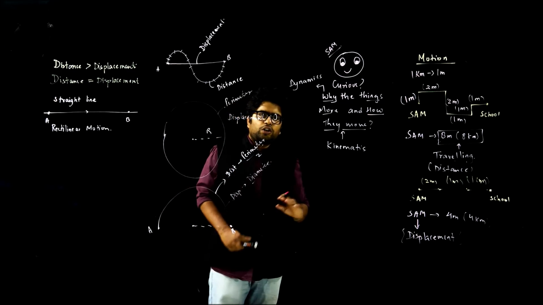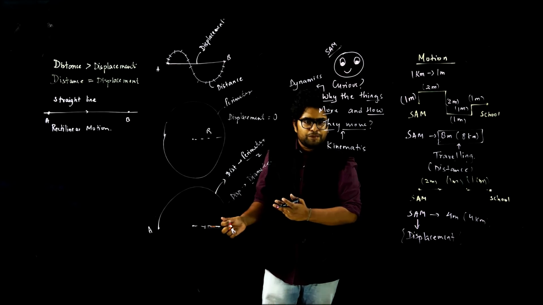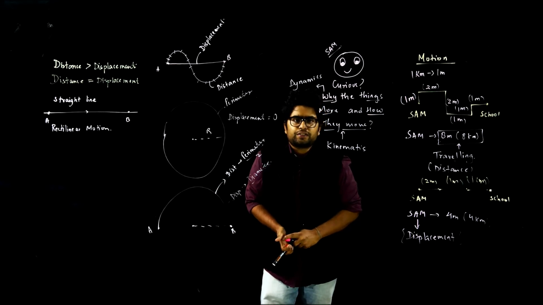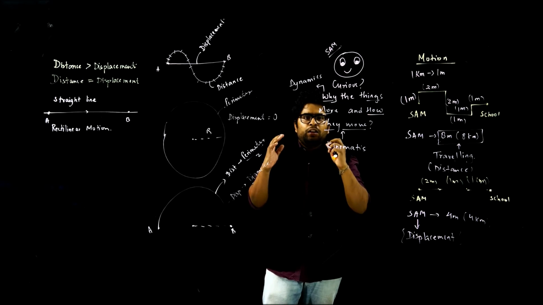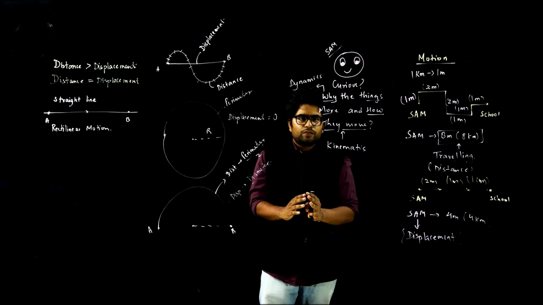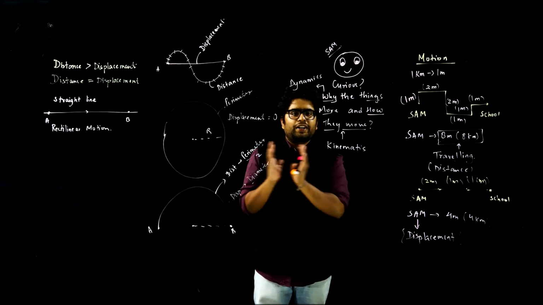So I hope now you got the picture of what the distinction between distance and displacement is, how to distinguish distance and displacement, and what are the constraints that govern distance and displacement. Constraints like distance can never be less than displacement. At max, distance can be equal to displacement or greater than that.